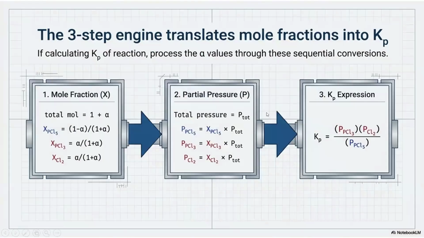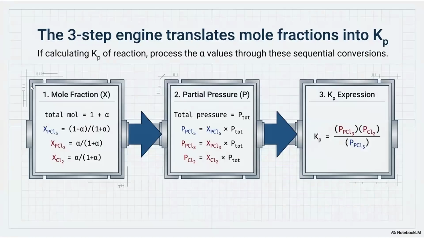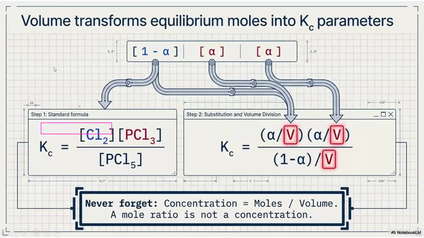This is the expression for Kc, whereas for the expression of Kp, you first have to calculate the mole fraction. The mole fraction of PCl5 is 1 minus alpha. By the way, sorry, just now at equilibrium we said that you have 1 minus alpha and alpha, isn't it? So here we are going to sum up the total moles.